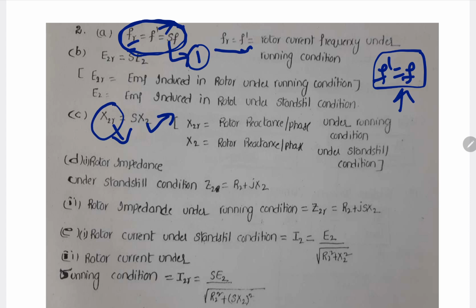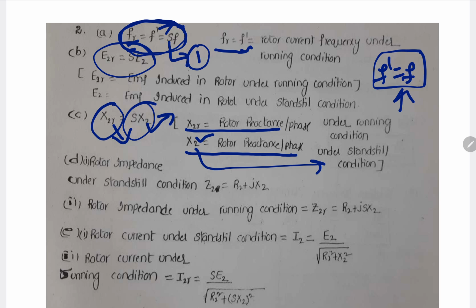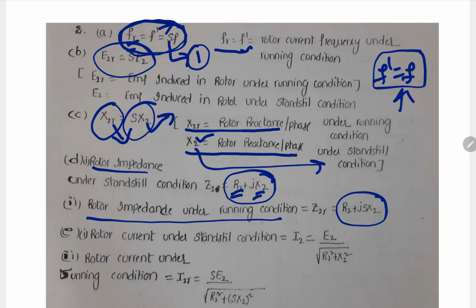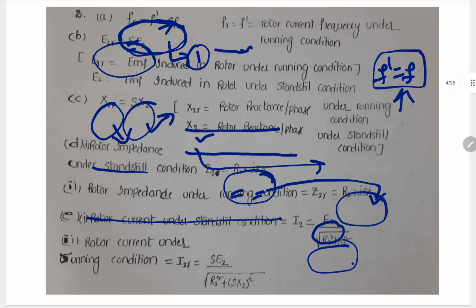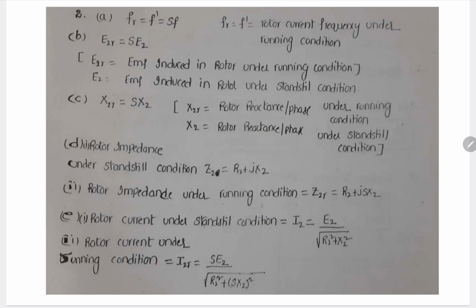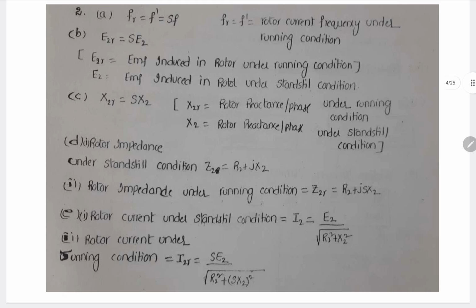So rotor reactance X2r is equal to sX2, and E2r is equal to sE2. X2r is the rotor reactance per phase under running condition, and X2 is the rotor reactance per phase under standstill condition. R is not represented means it is at the standstill condition. Rotor impedance equals resistance plus reactance: R2 plus jX2. Under running condition, rotor impedance is R2 plus jsX2, because X2r is equal to sX2. And current is equal to voltage by impedance. I2 is equal to E2 divided by root of R2 square plus X2 square, and under running condition, sE2 divided by root of R2 square plus (sX2) whole square. These are some important formulas. But among all these formulas, a very, very important formula is rotor current frequency f dash equal to sf.